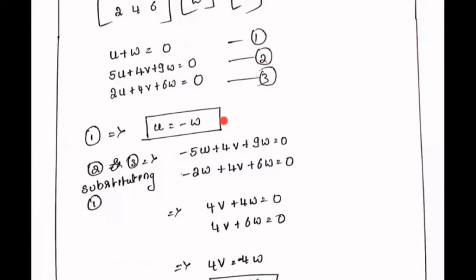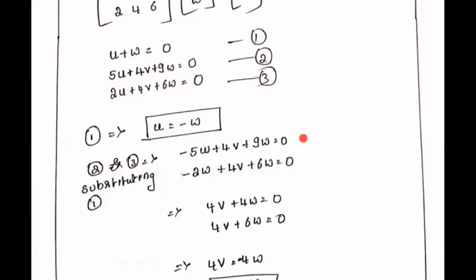So what is the second equation? 5u plus 4v plus 9w. You substitute u is equal to minus w. What you get is 5u becomes minus 5w. The other variables remain as they are, 4v is 4v, 9w is 9w. All I did was replace u with minus w. Then again for the third equation, replace u by minus w. What you get is minus 2w plus 4v plus 6w. Same as this, right? Only here is the change.